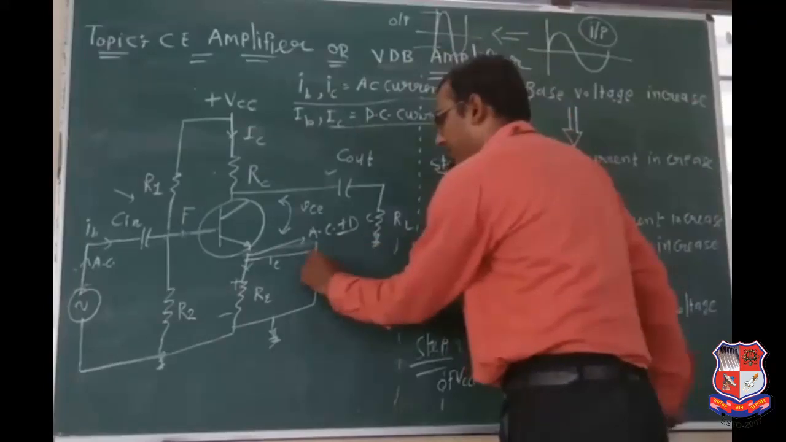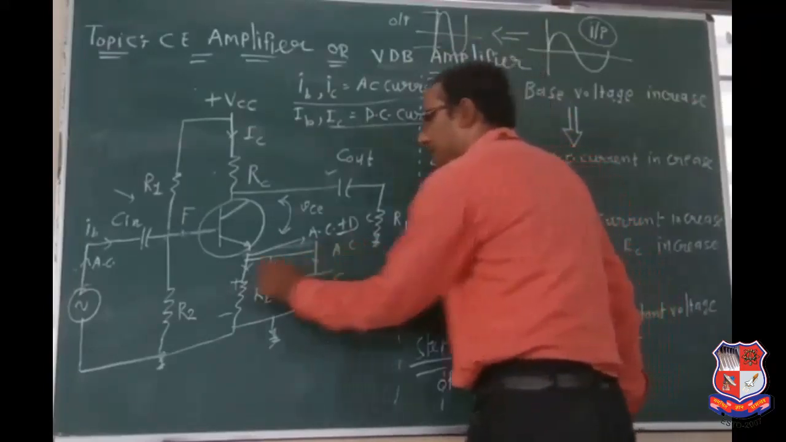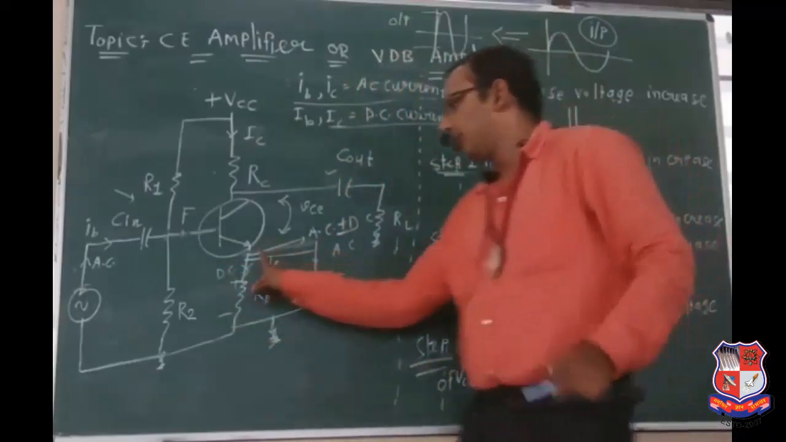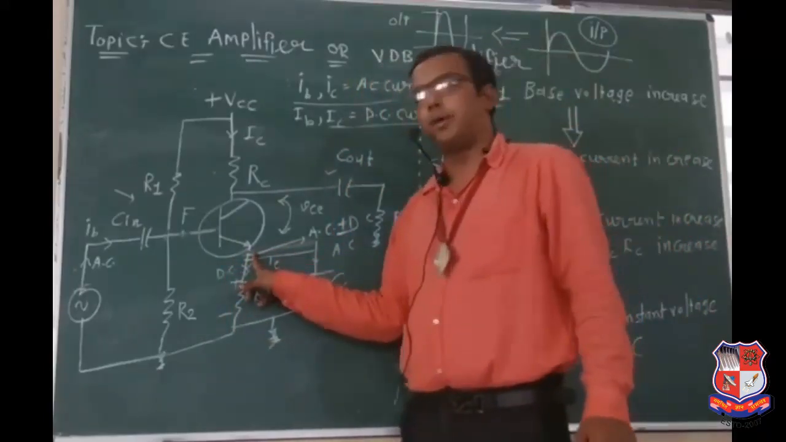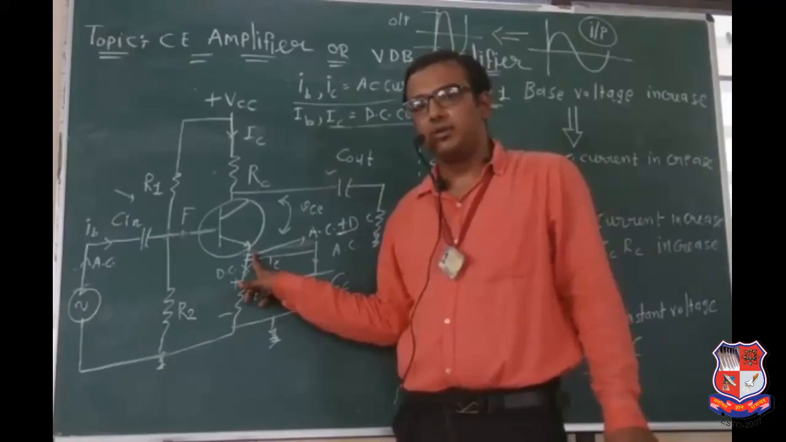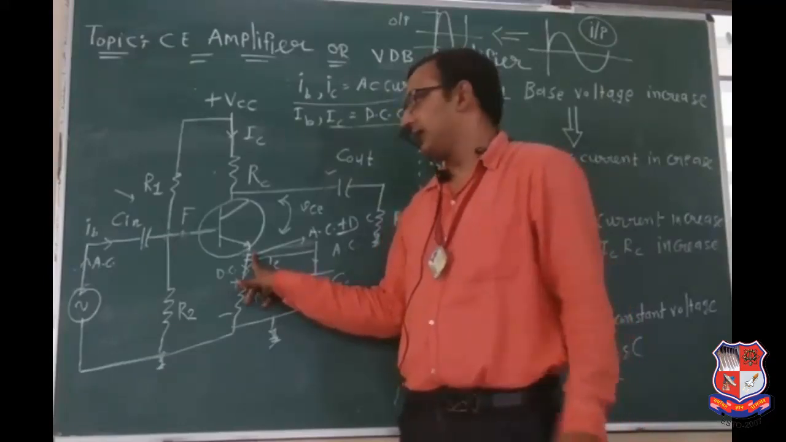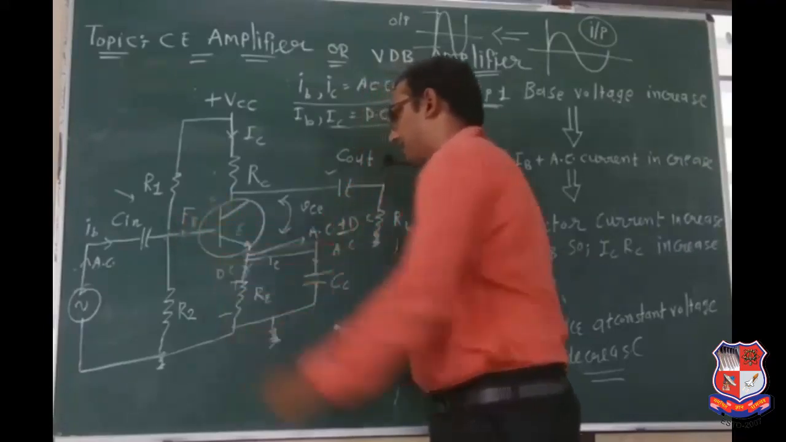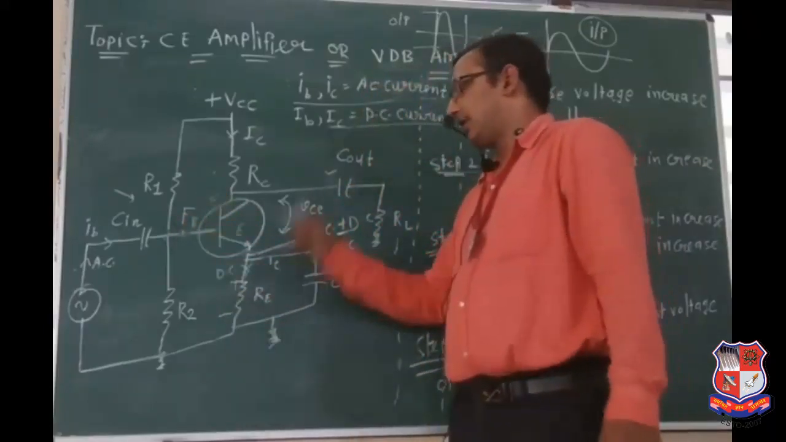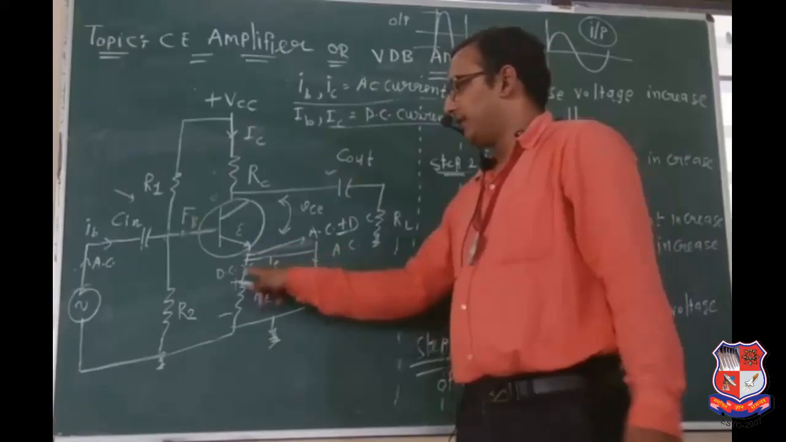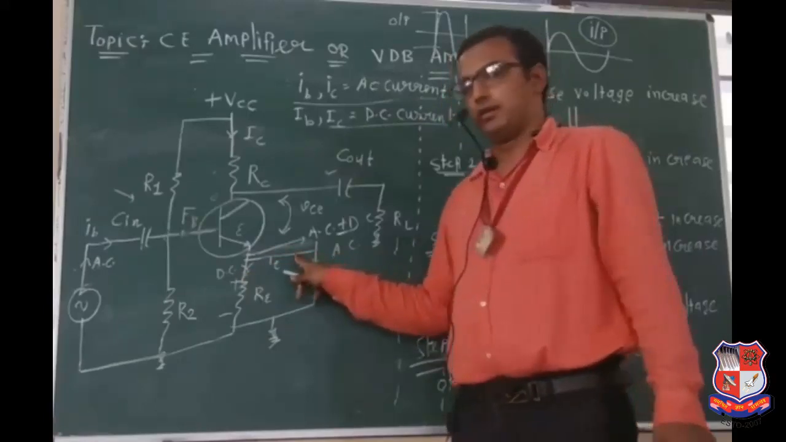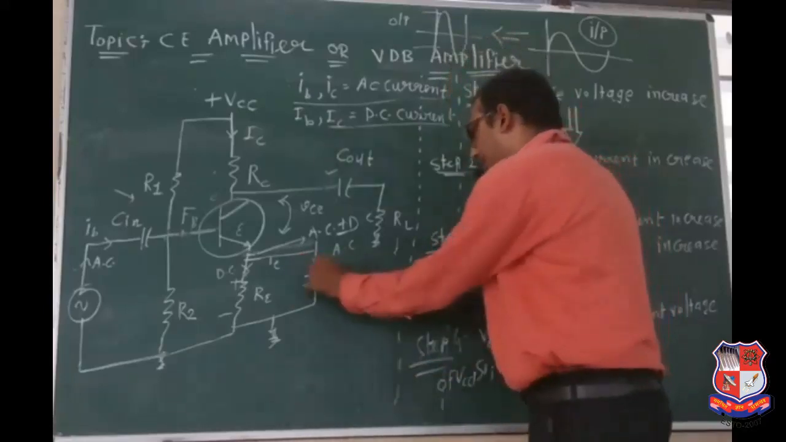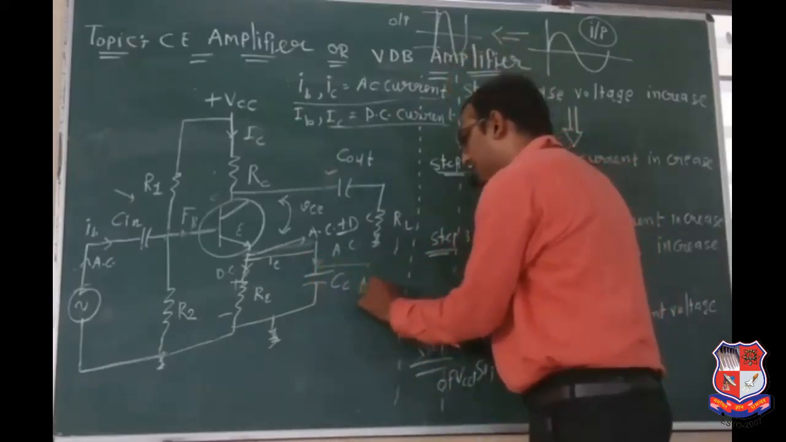This is for the AC signal. This is for the DC signal. Remember that point. Now, at this particular point, AC current plus DC current both flow. It is known as the emitter current. Why? Because the terminals are known as emitter, base and collector. Now, what is the role of this capacitor? Both currents can be passed here, AC plus DC.